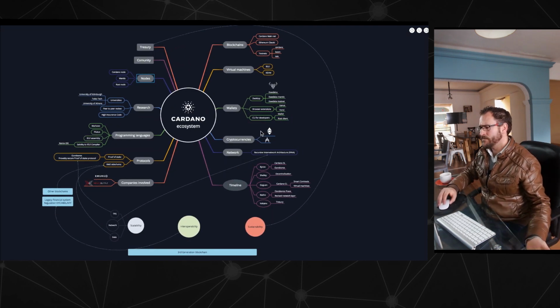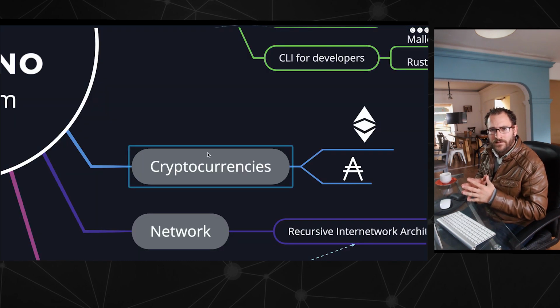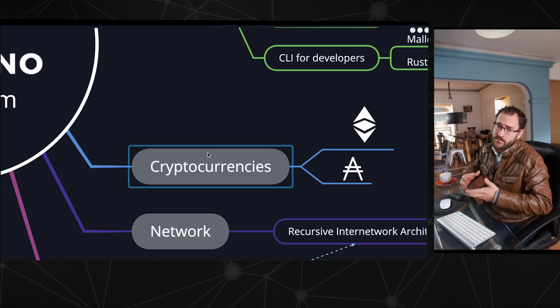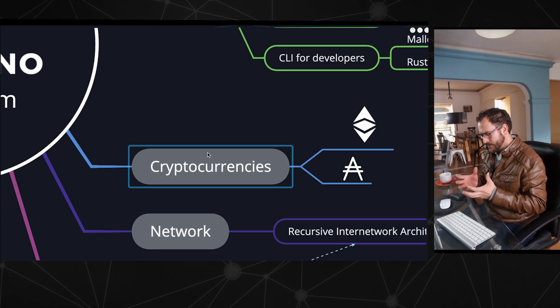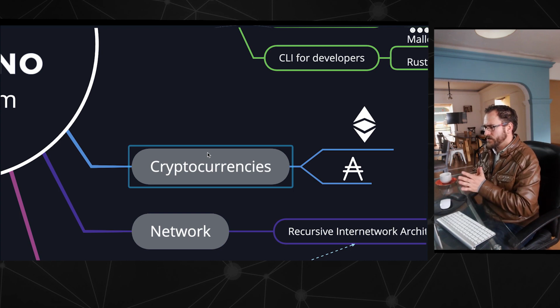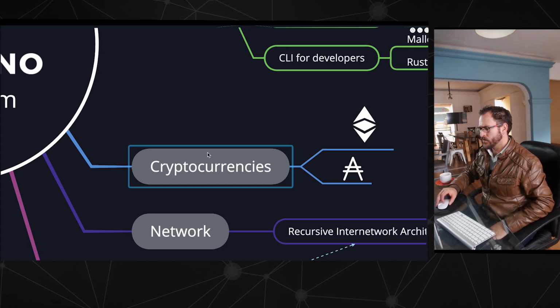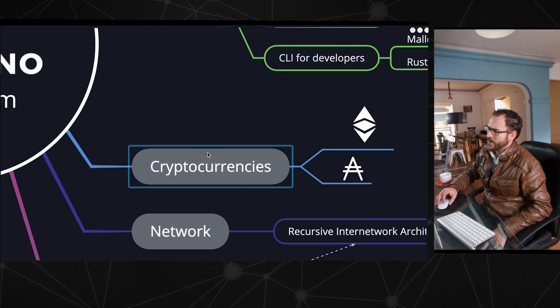So we have mentioned by now some cryptocurrencies, we have mentioned ADA, and we have mentioned Ethereum Classic. Those are very important parts of the ecosystem, since these are the cryptocurrencies inherent to this ecosystem. Here are their logos, their identifiers. You should take a look at them.